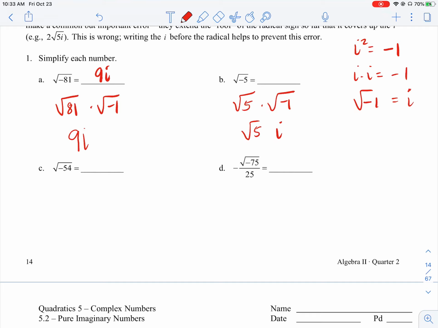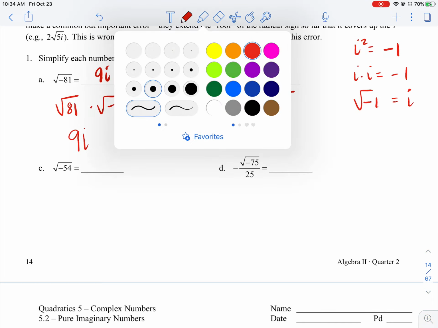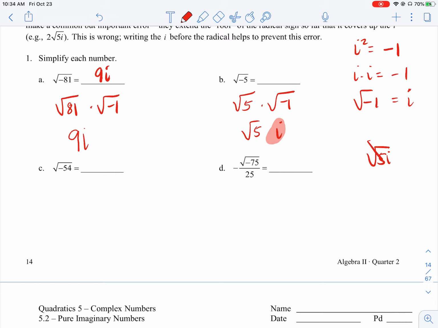Now, in some cases, when you write this, a lot of people make a mistake of putting the i inside the radical, as the square root of 5i, which is wrong. Because of that constant mistake that students are making, I am now requiring putting an i before the square root. So instead of writing it as the square root of 5 times i, you're going to write it as i square root of 5. Just that, so we can avoid you putting the i inside the square root or inside the radical.